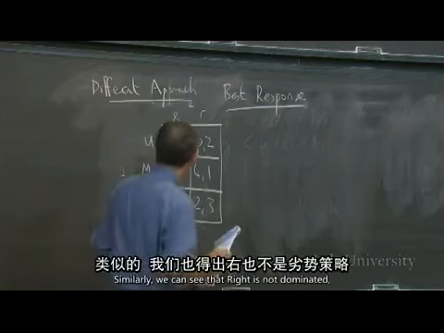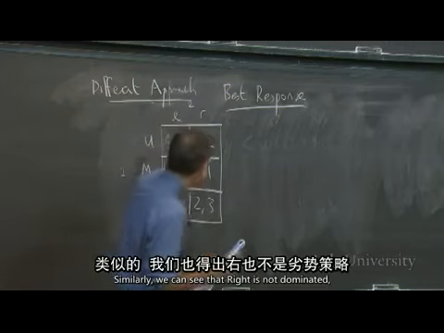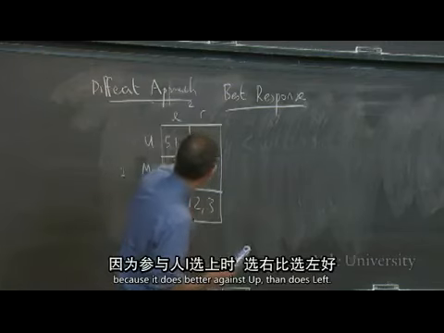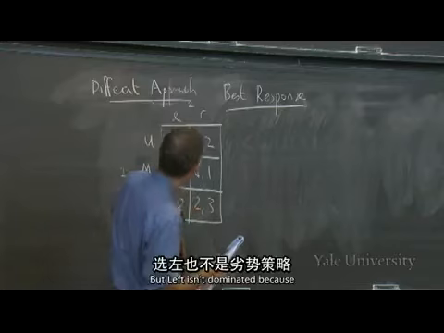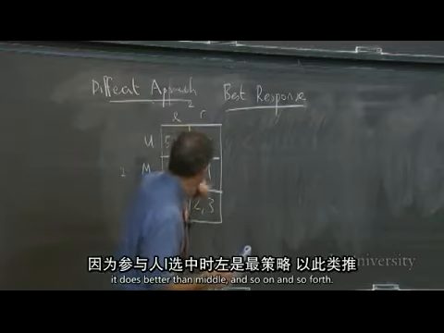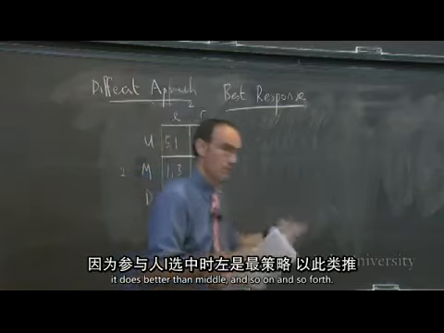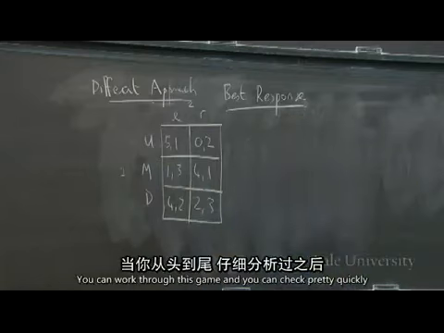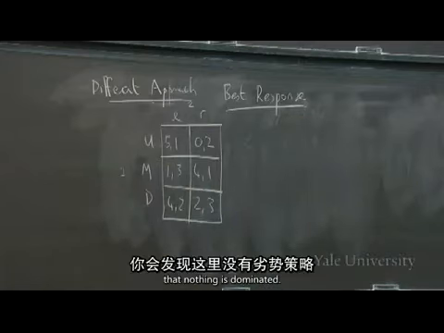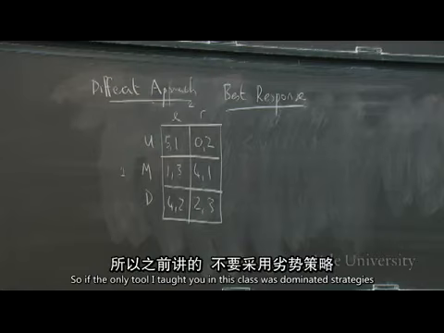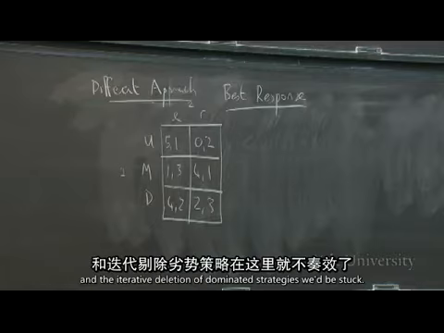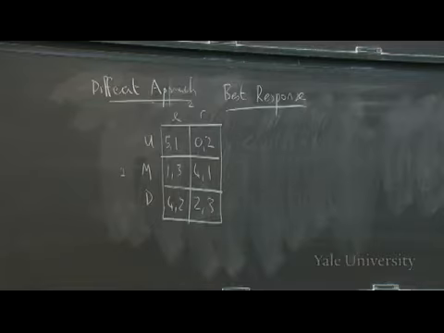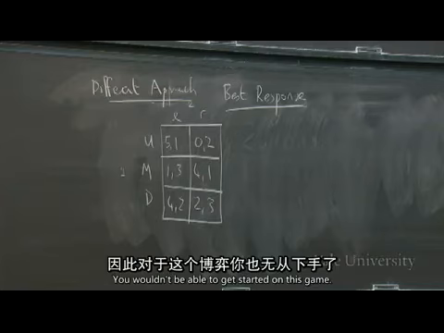And similarly, we can see that right is not dominated because it does better against up than does left, but left isn't dominated because it does better against middle than does right. And so on and so forth. So you can work through this game, and you can check pretty quickly that nothing is dominated. So if the only tool I taught you in this class was dominated strategies and the iterative deletion of dominated strategies, we'd be stuck. We wouldn't be able to get started on this game.